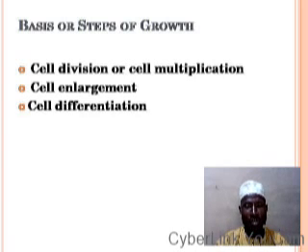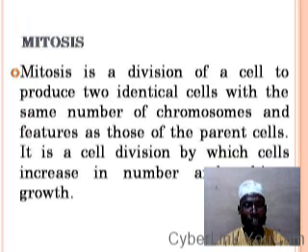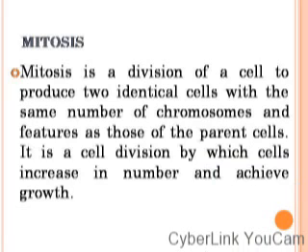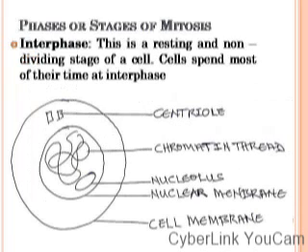Now let us look at the meaning of mitosis. Mitosis is a division of cell to produce two identical cells with the same number of chromosomes and features as those of the parent cell. It is a cell division by which cells increase in number and achieve growth. Now let us look at the phases or stages of mitosis. We have 5 stages or phases of mitosis.